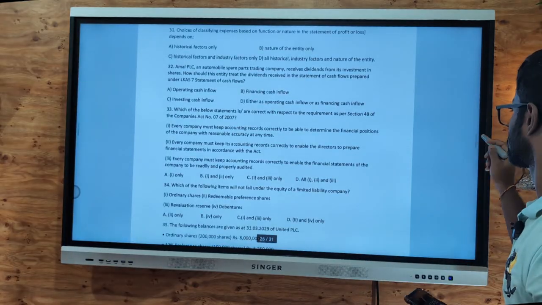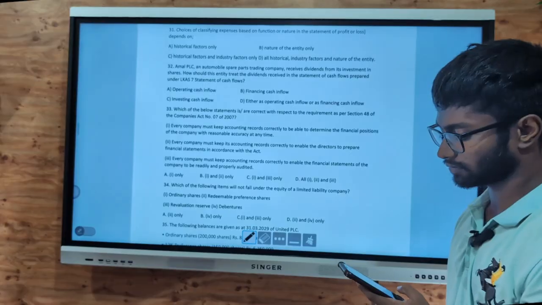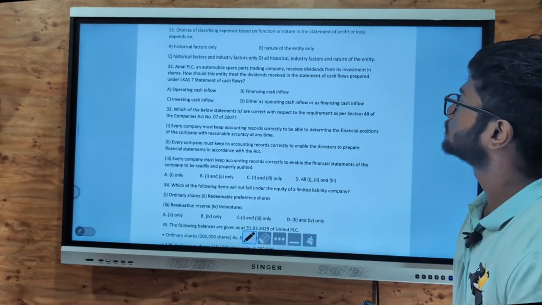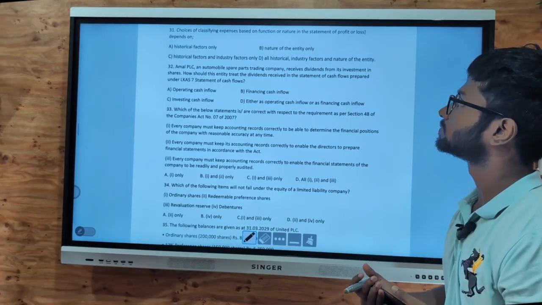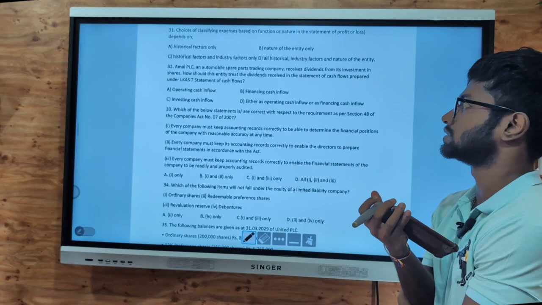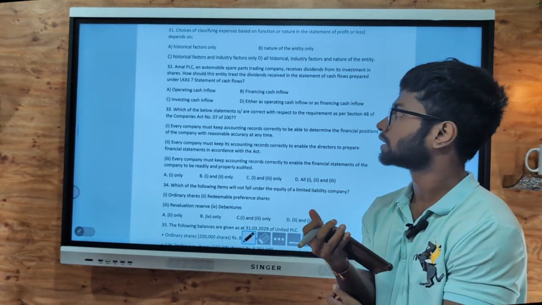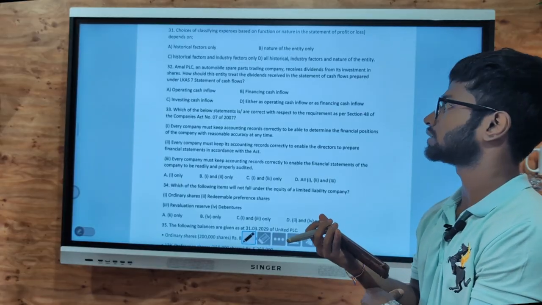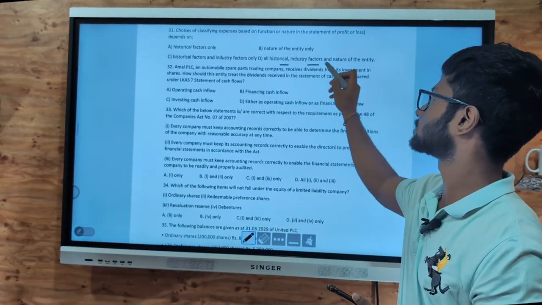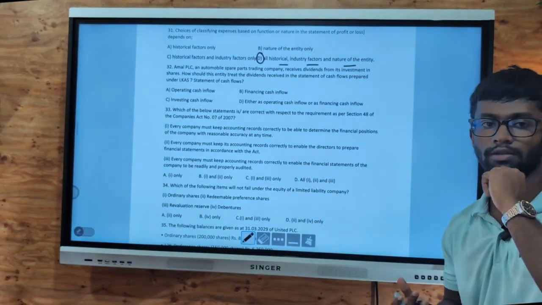We have a few theory ones. So first, choices of classifying expenses based on function or nature in the financial statements depends on historical factors. That is true, but there are more items that you consider. Nature of the entity, that also you can take, but there are more items. Historical factors and industry factors, not only those. So D, check historical industry factors, nature of an entity, you can take all of these. Based on that only you calculate the profitability.